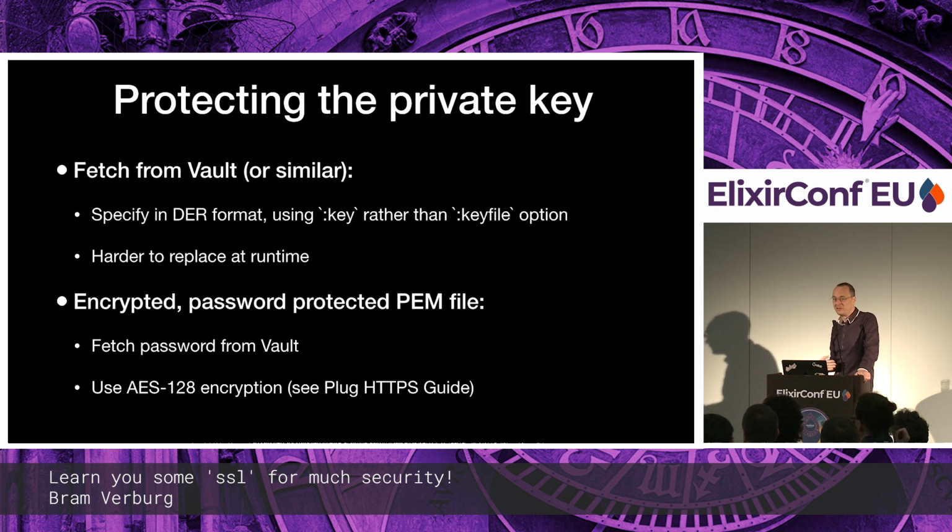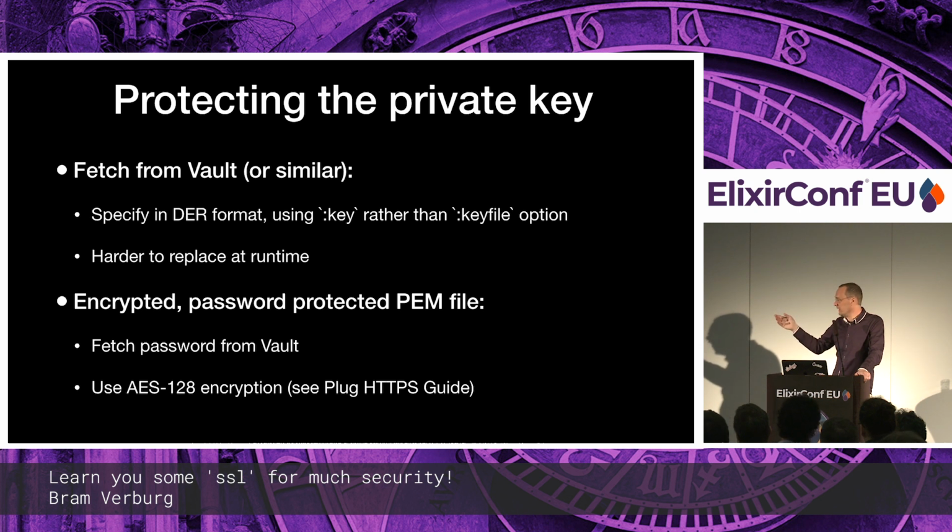So as an alternative, I can suggest using a password-protected PEM file. The file actually does reside on disk, but it's encrypted and password-protected. And then you fetch the password from Vault, and the password you pass in memory. And that way, if you replace the private key, it gets picked up again automatically, as long as the password hasn't changed.